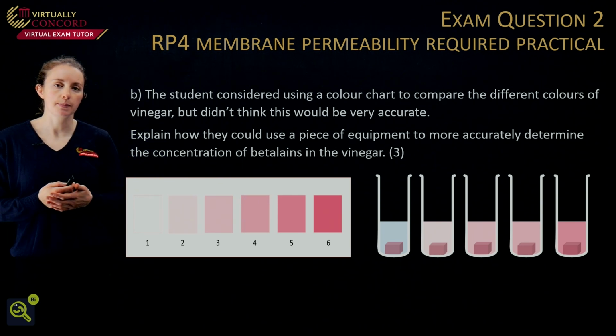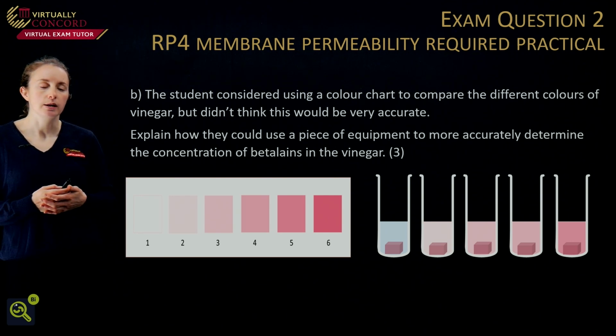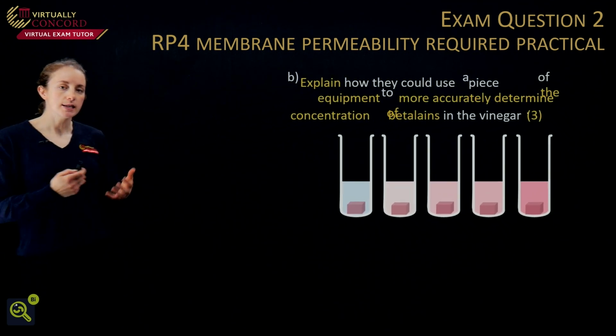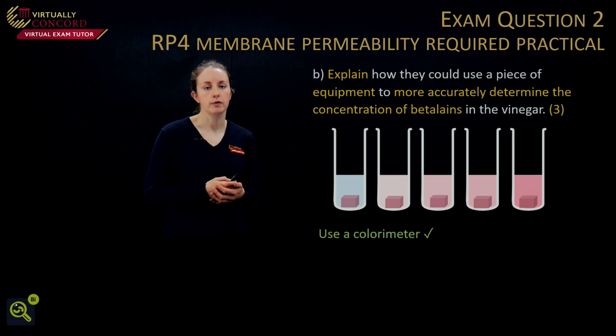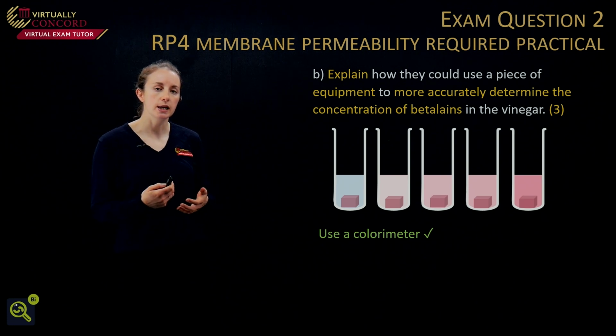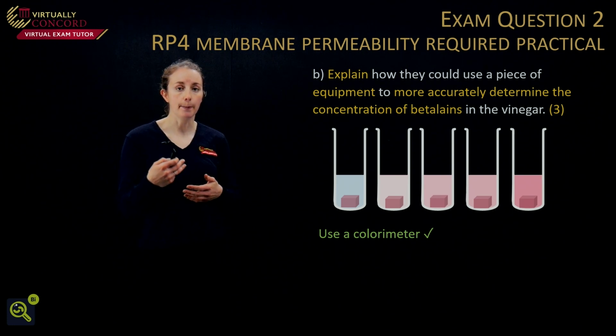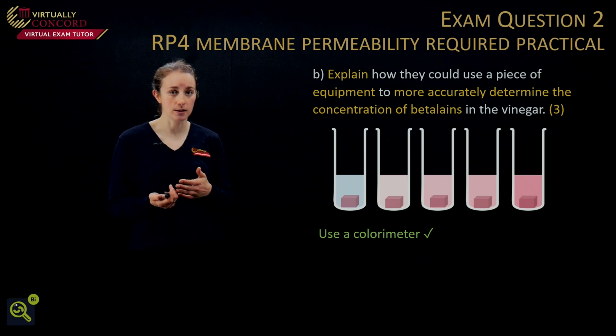What we want is something more quantitative, so numerical, and more objective, so not purely based on opinion. And the idea that might hopefully spring to mind is using a colorimeter, and you get 1 mark for just using that term colorimeter. And then you need to explain how that colorimeter works. So a colorimeter is a piece of equipment that compares the amount of light that can pass through a solution compared to a standard solution.